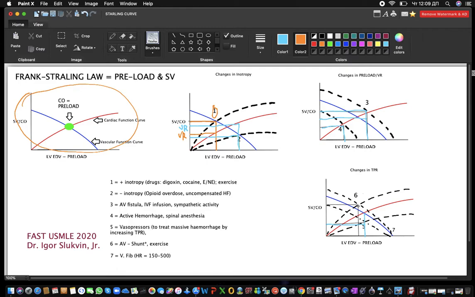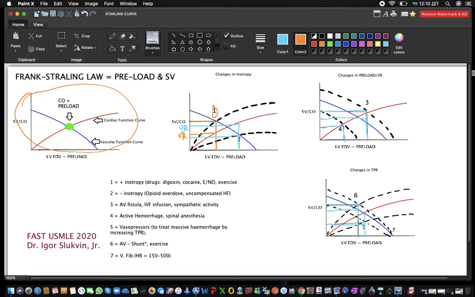Point 6 is above the cardiac function curve and above the vascular function curve. So you'll notice that you have more venous return, but you have less end diastolic volume. So when would this happen?